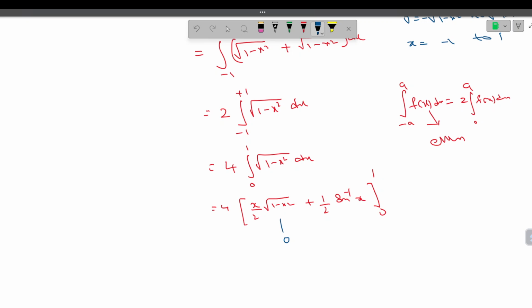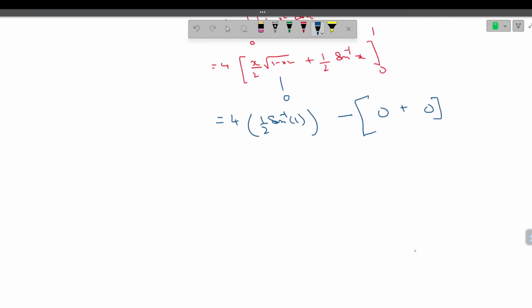For the upper limit, if you substitute, it will be 4 times 1 by 2 sine inverse, upper limit minus lower limit. Lower limit if you substitute, this is becoming 0, plus sine 0 is 0. So every part is 0. So 4 times 1 by 2 sine inverse 1, which is pi by 2. So these 2 and 2 are getting cancelled. We got pi. Name it 2 star.